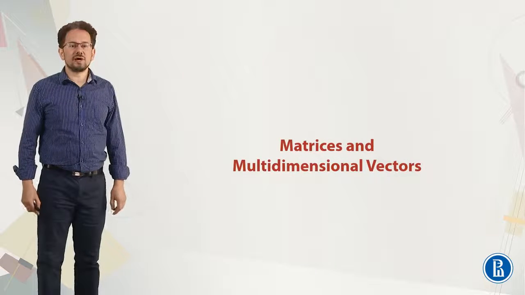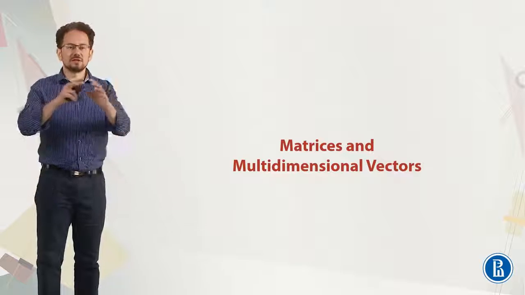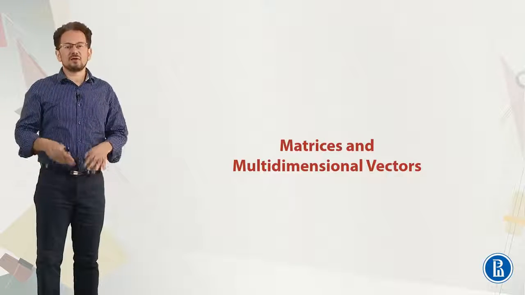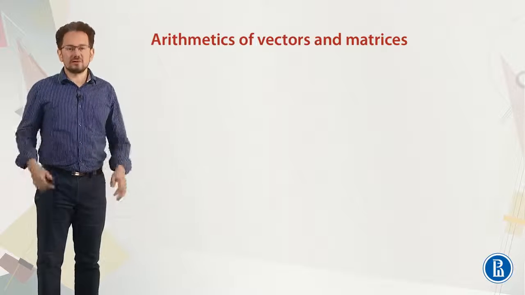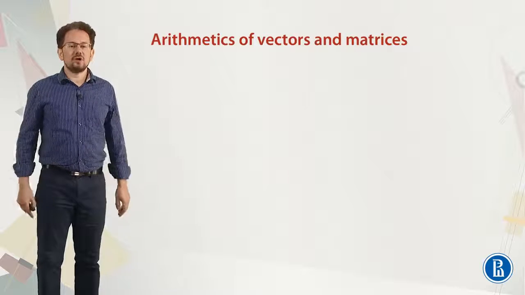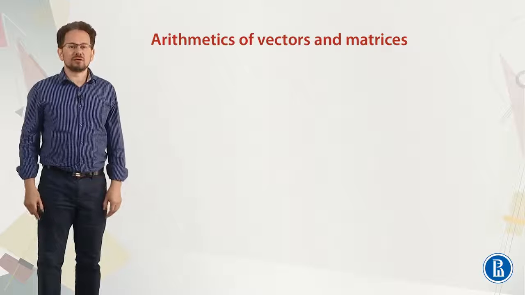Usually data is organized as arrays. The one-dimensional arrays, that is lists or columns, are called vectors, and some rectangular arrays are called matrices. Now let us consider operations which could be applied to them.